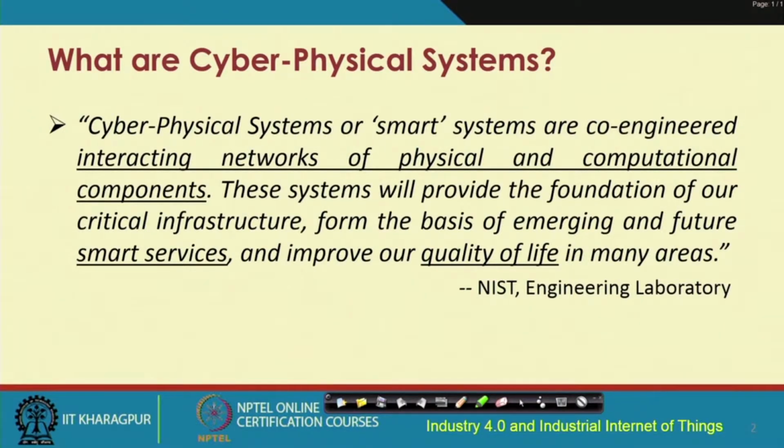So, how is it possible? Let us look at the NIST definition of what a cyber physical system is. Cyber physical systems, also often known as smart systems, are co-engineered interacting networks of physical and computational components. Computational is the cyber one, and physical is basically the physical world in which these systems are operating. These systems will provide the foundation of our critical infrastructure.